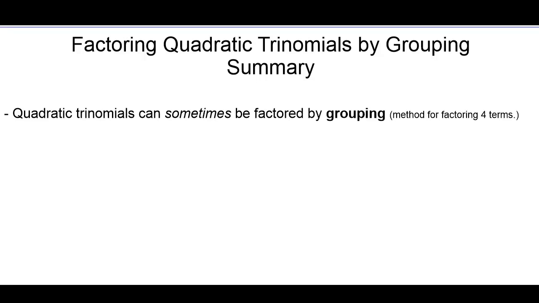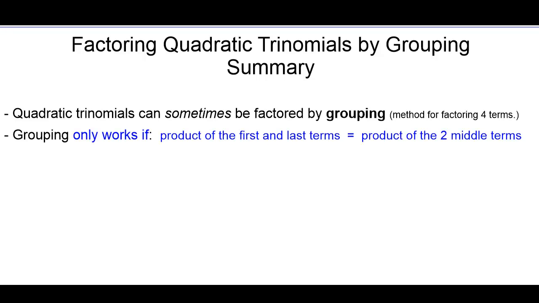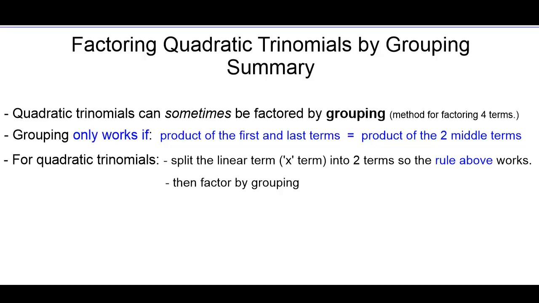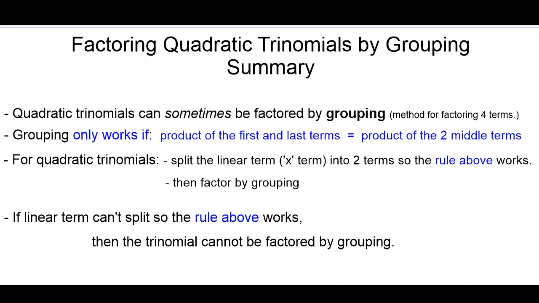Okay, let's review everything we've talked about. First, quadratic trinomials can sometimes be factored by grouping, which is a method for factoring expressions with 4 terms. And grouping only works if the product of the first and last terms equals the product of the middle two terms. So for quadratic trinomials, the strategy is to split that middle linear term, x term, into 2 terms so that the rule works, and then we can factor by grouping. And finally, if the linear term can't be split so the rule works, then the trinomial cannot be factored by grouping. And now you know how to factor a quadratic trinomial by grouping.